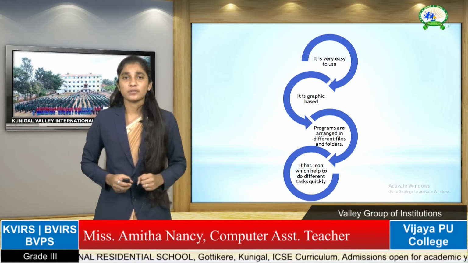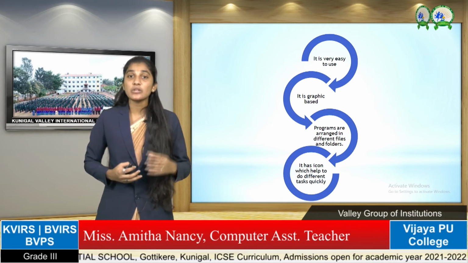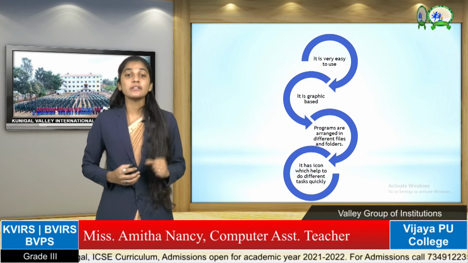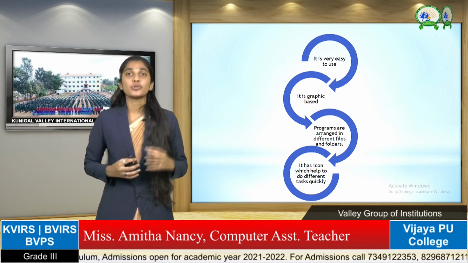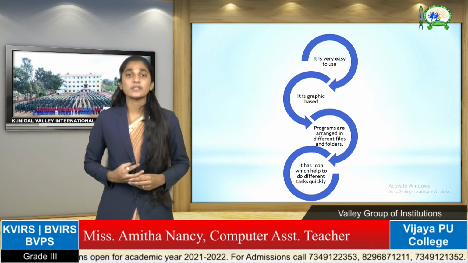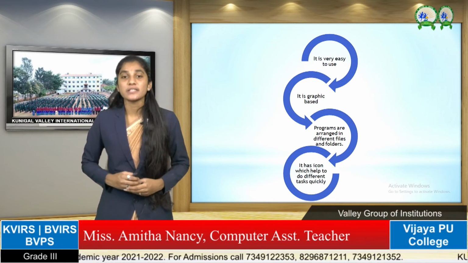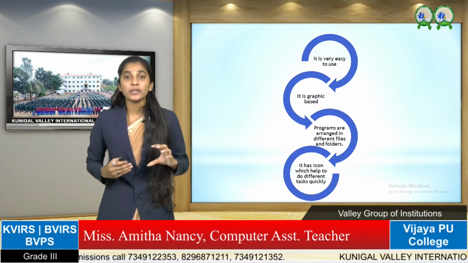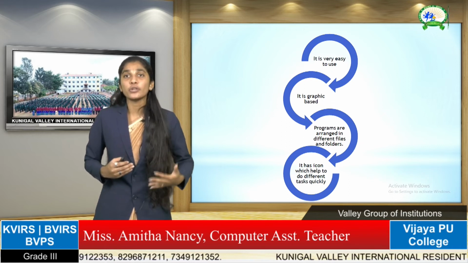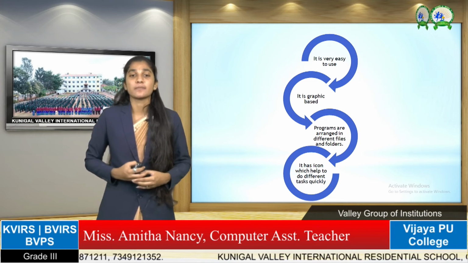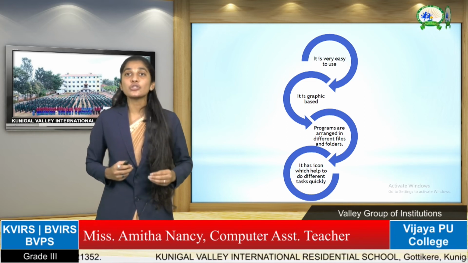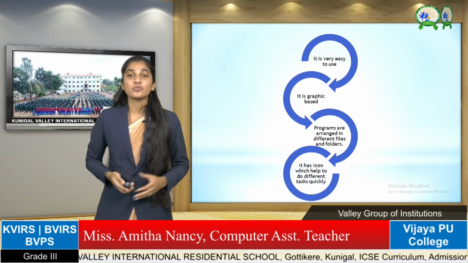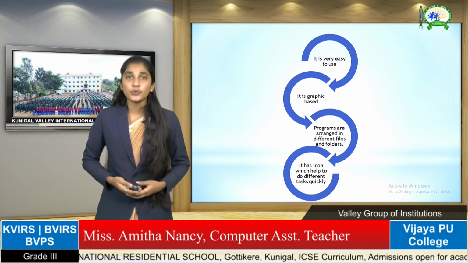Why have we chosen Windows or Microsoft? It is very easy to use and it is graphic based. For that reason, in all the laptops, personal computers or desktop computers, Microsoft Windows is there as the operating system. Programs are arranged in different files. For PowerPoint, one file; for Word document, another file, and we can create our own folders and files. It has icons which help the user to quickly access whatever data we need. So Microsoft Windows is chosen as the operating system in most computers.